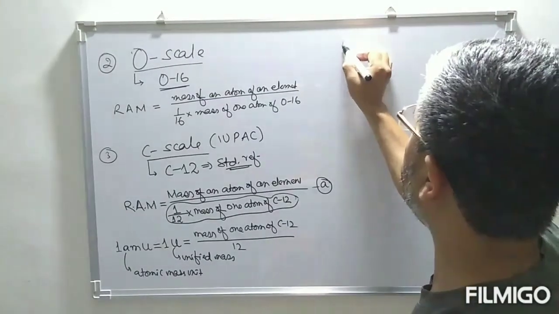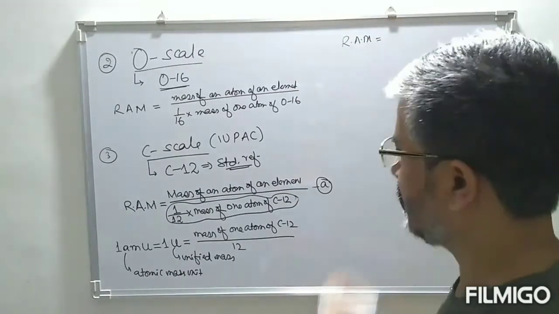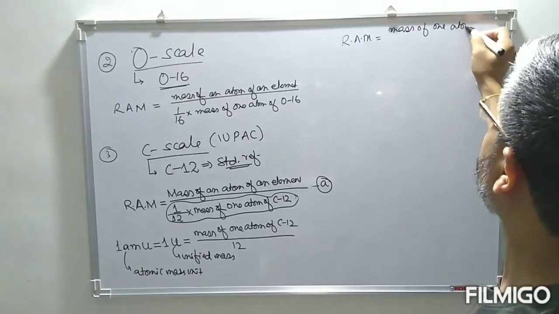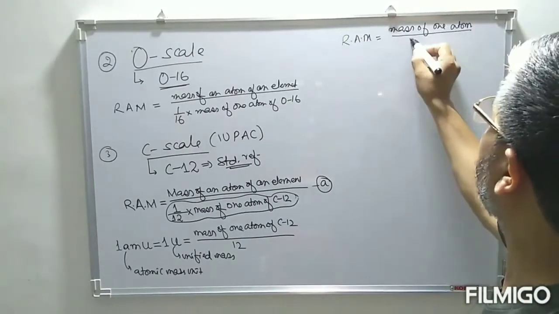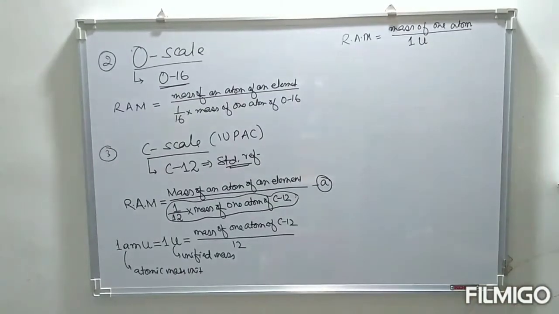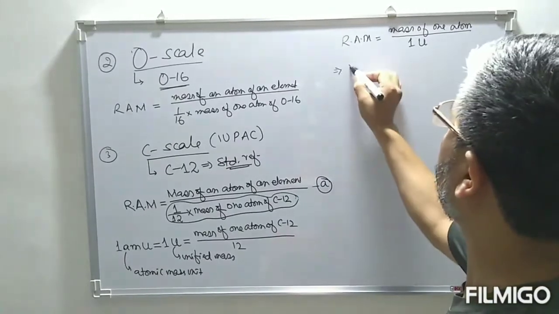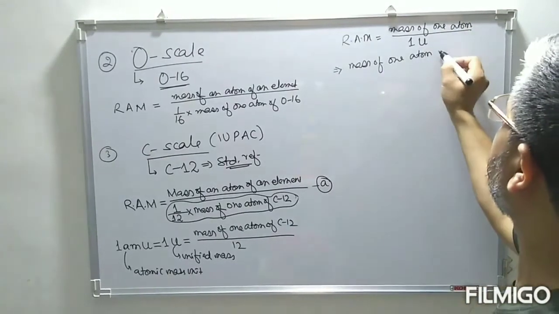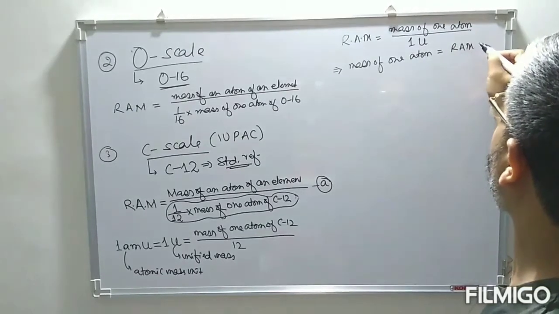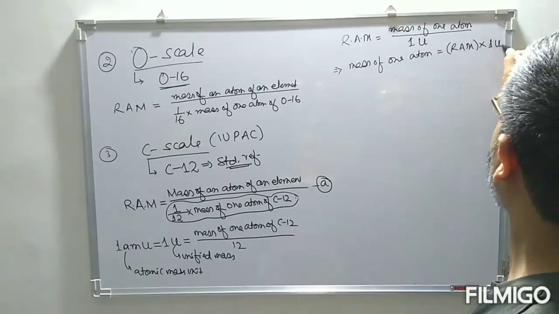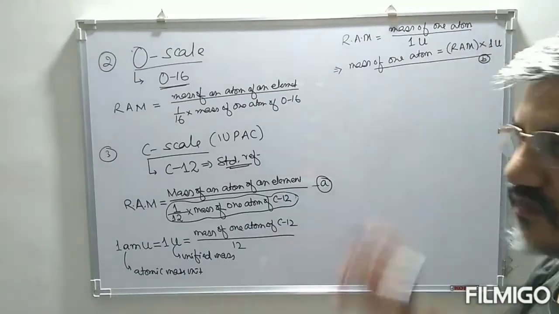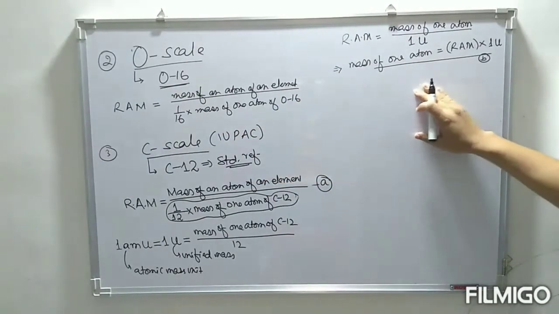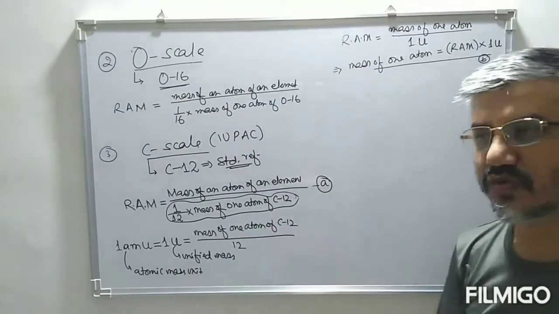So we have this relative atomic mass, which is equal to the mass of one atom of any given element divided by 1 U. Therefore, the mass of one atom of any given element is equal to the relative atomic mass multiplied by 1 U. So whenever we measure mass in terms of the carbon scale, the mass is always reported in terms of U unit or in terms of AMU unit.